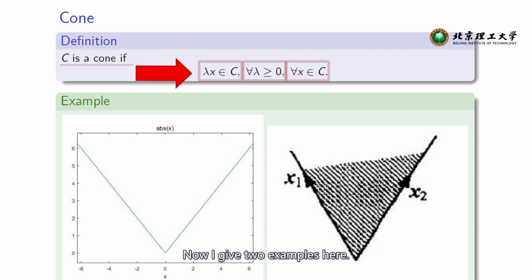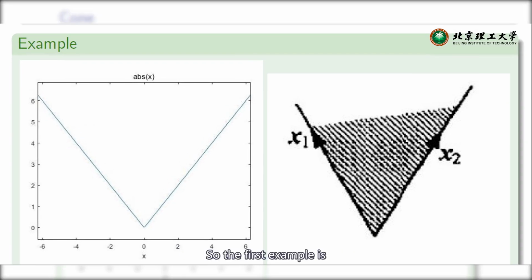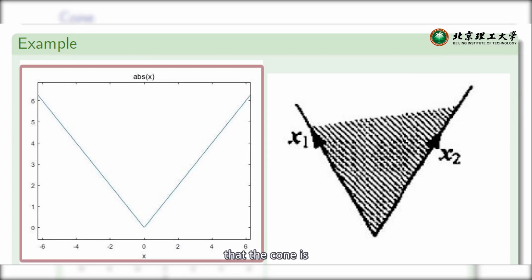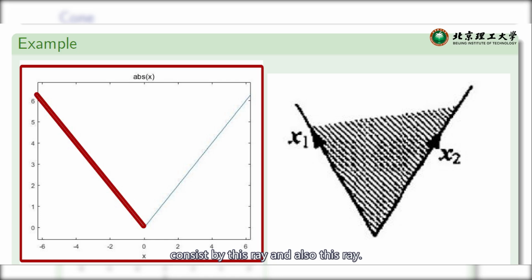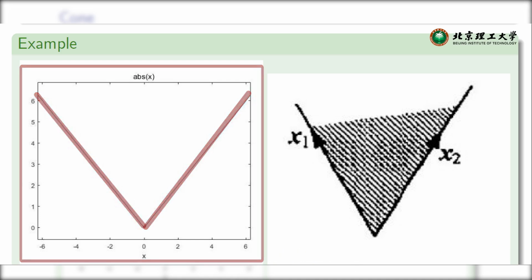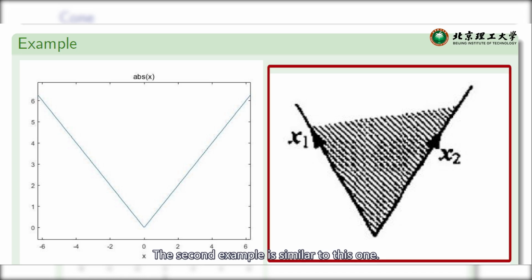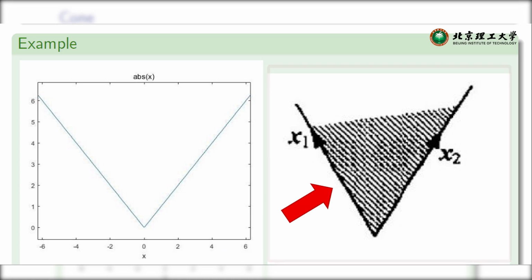Now, I give 2 examples here. The first example is a cone that consists of this ray and also this ray. So the 2 rays actually form a cone. The second example is similar to this one. However, it contains the inner part of the 2 rays, right? So both of these 2 cases are cones.